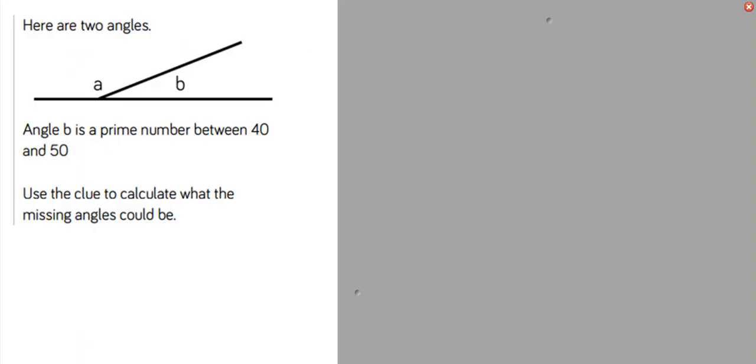Have a look at this one. Here are two angles, so we've got A and we've got B. Angle B is a prime number between 40 and 50. Use the clue to calculate what the missing angles could be.